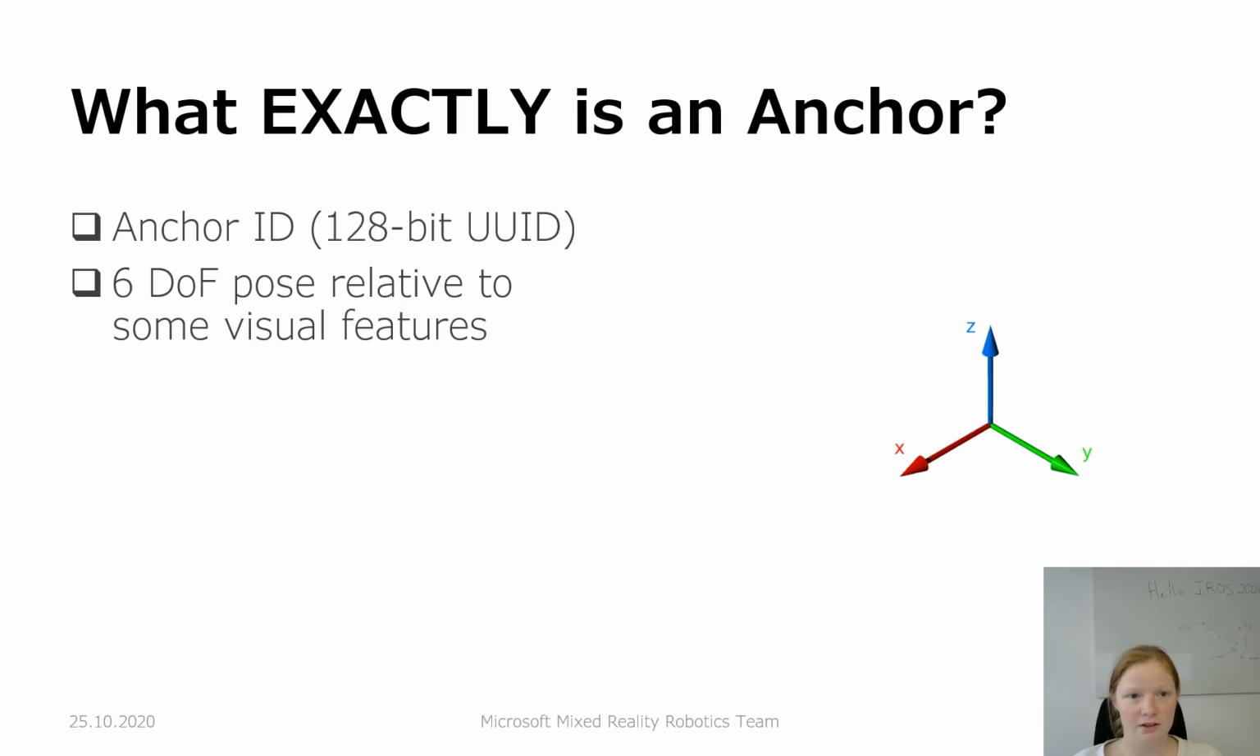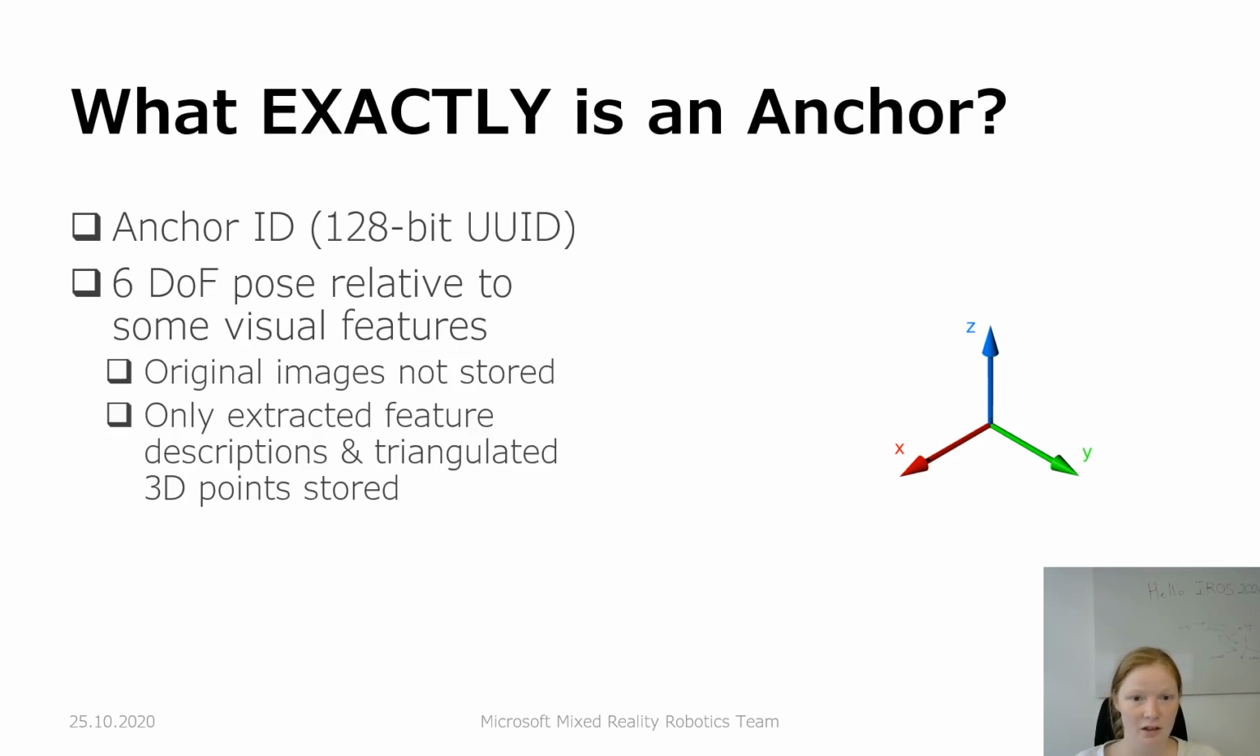So in our case, anchors are referred to by an ID, which is a 128-bit UUID. We'll see some examples later. And it contains a 6-degree of freedom pose relative to some visual features which you don't have access to. This is taken care of by the service. All you need to know is the ID. Other important things to note is that the service doesn't store the original images. In fact, they are not even sent to the service. All we're getting is the extracted feature descriptions and triangulated 3D points.